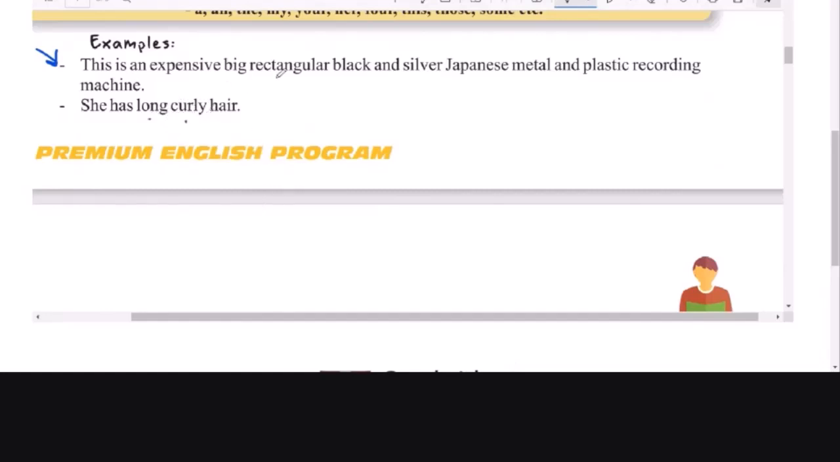Now here, what we can see in the first sentence: we have "expensive," that's the opinion. "Big," that's the size. "Rectangular" is the shape. The color is black and silver, with an "and" because we have two colors. Japanese metal and plastic, because we have two materials. And "recording" is the purpose. What is the machine for? For recording. It's a recording machine. And then "machine" is the noun. The others are adjectives.